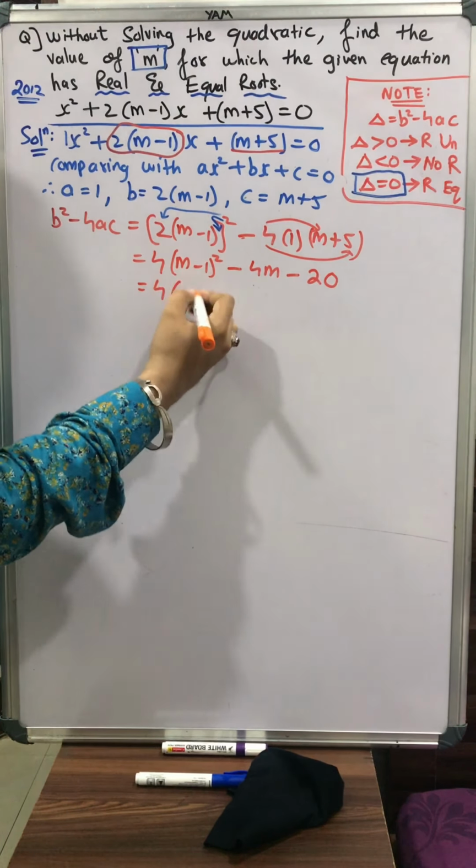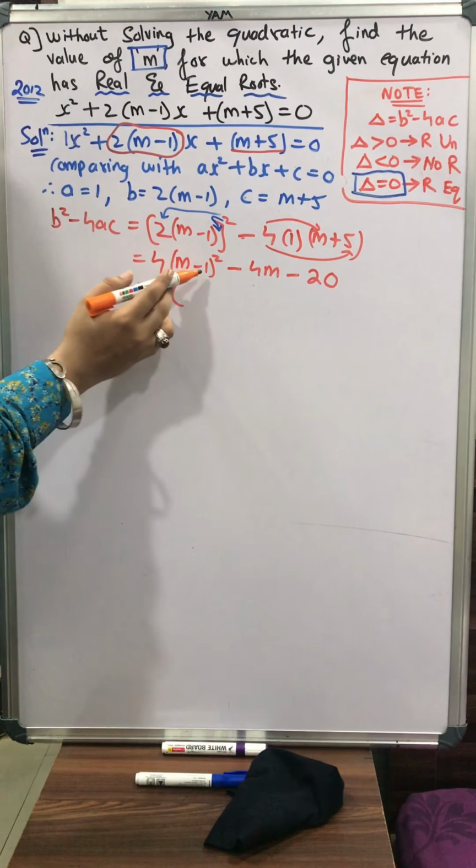Okay, 4 as it is, a minus b the whole square. Your a is m and your b is 1.